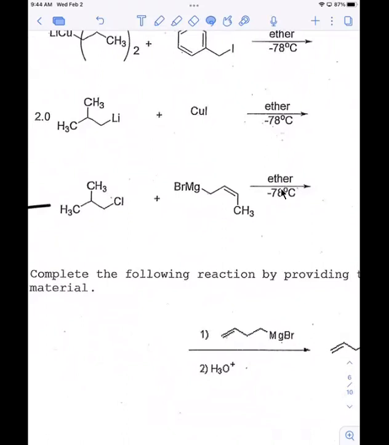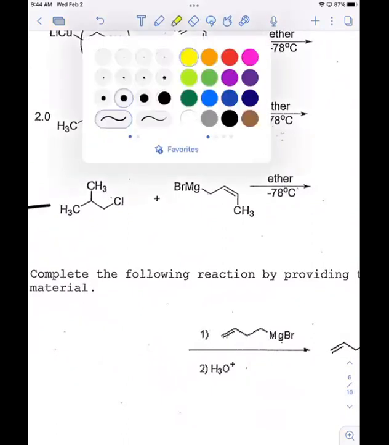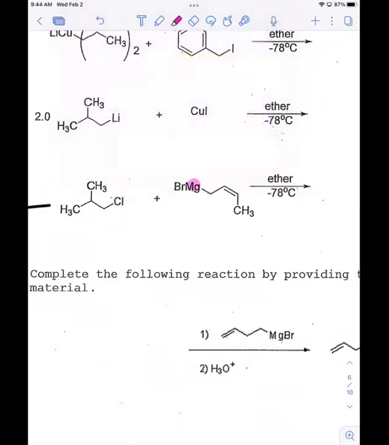The easiest way, in my opinion, is to find the metal, right? And you know that magnesium is going to be your metal. Once you find the metal, then you look for the carbon that's bound to it. So where is that? It's right here. That's magnesium, and this is the carbon that's attached to it.